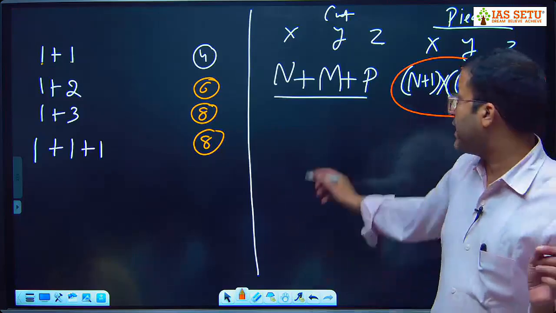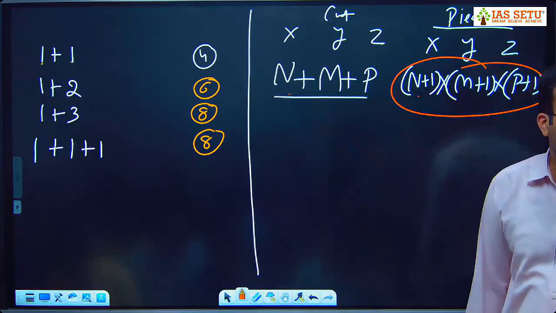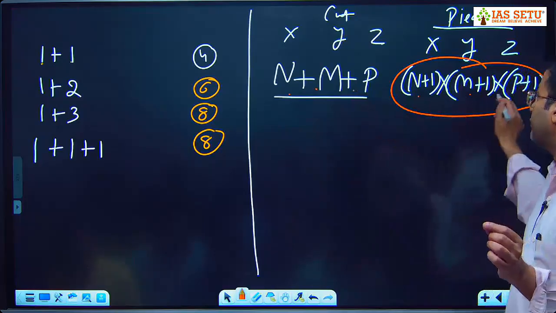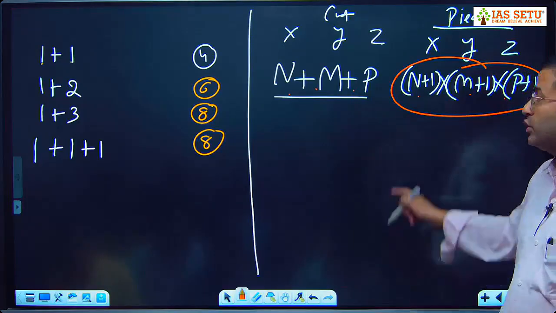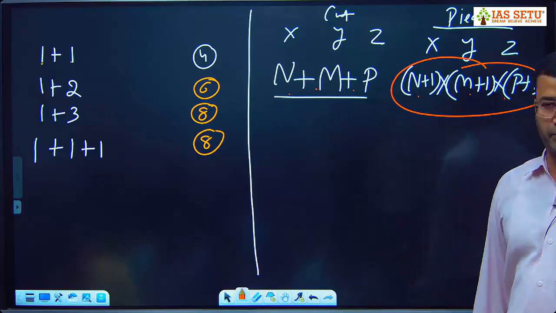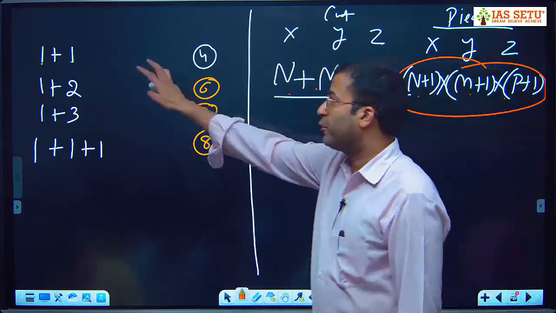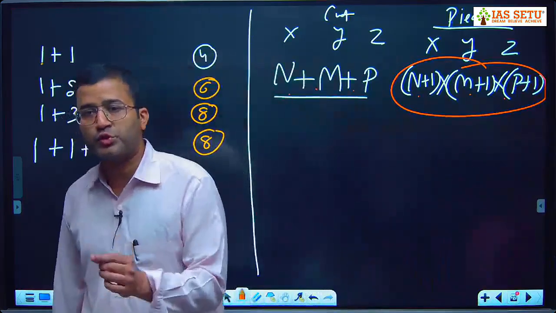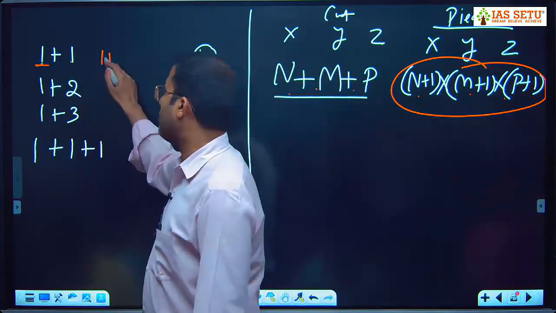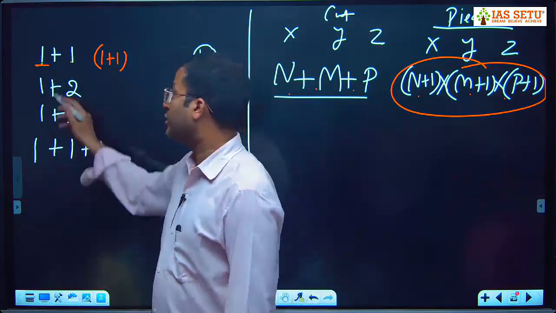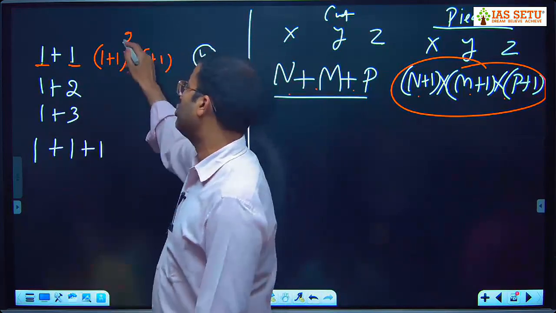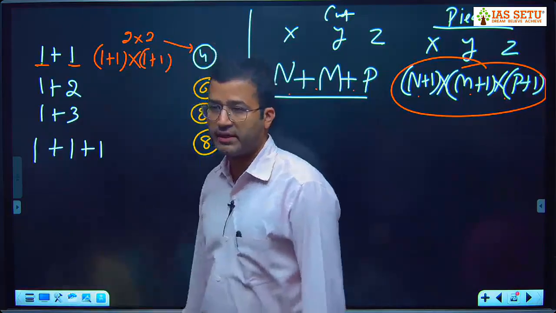I repeat, n cuts give you n + 1 pieces, m cuts give you m + 1 pieces, p cuts give you p + 1 pieces, and the total number of pieces is (n + 1) into (m + 1) into (p + 1). It means from the number of cuts to the number of pieces, you keep on adding 1 and multiply. This 1 cut gives you 1 plus 1 pieces, this 1 cut gives you 1 plus 1 pieces, and multiplying 2 into 2, 4, we get the same answer.